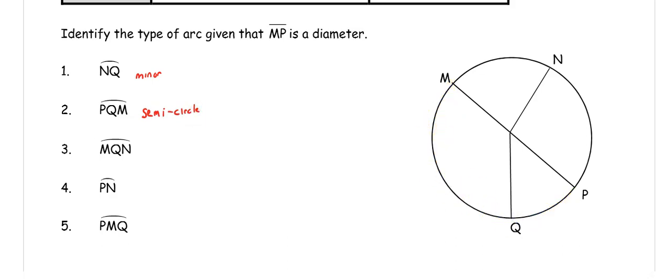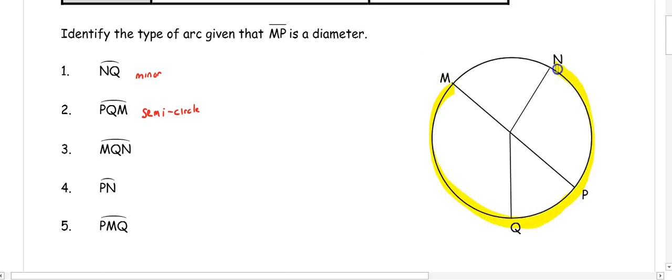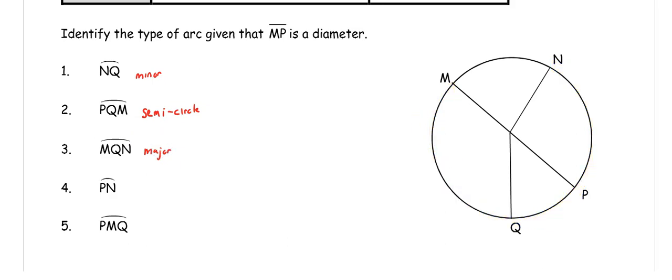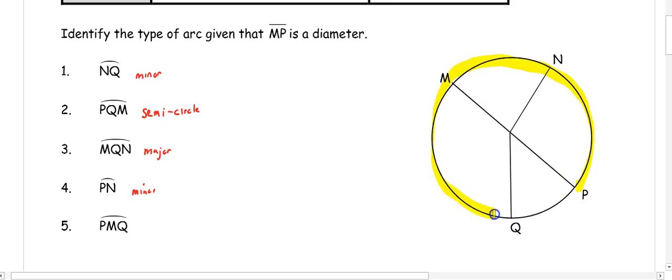The next arc that we have is MQN. That is bigger than half the circle. It's named with three letters, so this is going to be a major arc. Our next arc, PN, is two letters. It's less than 180 degrees, so this is going to be a minor arc. And our last arc that we have is PMQ. So we're going to go P to M to Q, which is going to be a major arc.